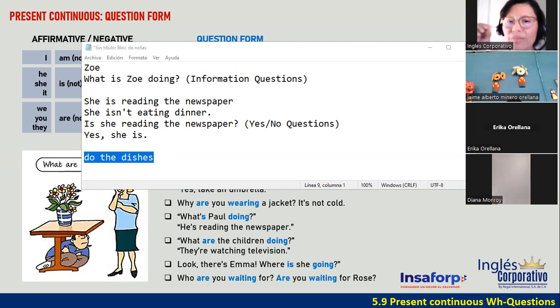And what about the negative sentence, or something that is not true? Tom isn't dancing, right? And in the question form? Is he doing the dishes? Muy bien. And the answer is? Yes, he is. Yes, she is. Yes, we are. Yes, they are. Muy bien. Acordémonos que eso se les llama las short answers, okay?